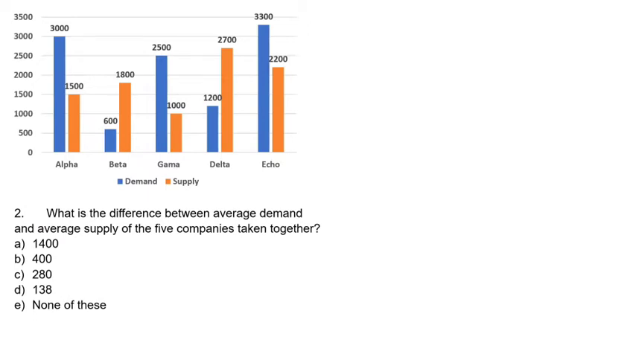So the next question is, what is the difference between average demand and average supply of 5 companies taken together? Very important question. What is the difference we have to find out? Between what? Average demand and average supply. So what we have to do is, first we will find out the average demand, then we will find out the average supply, and we have to find out the difference between these two.